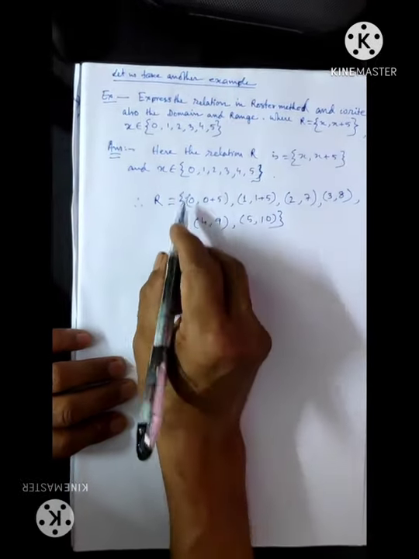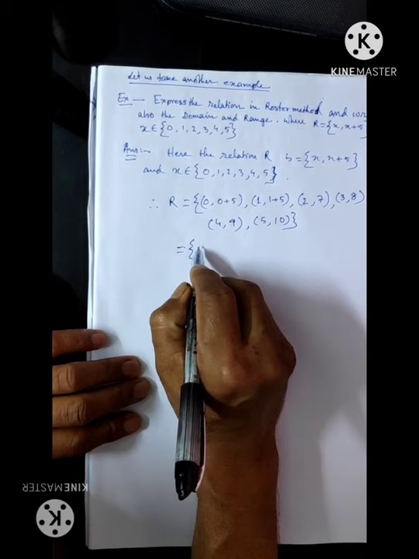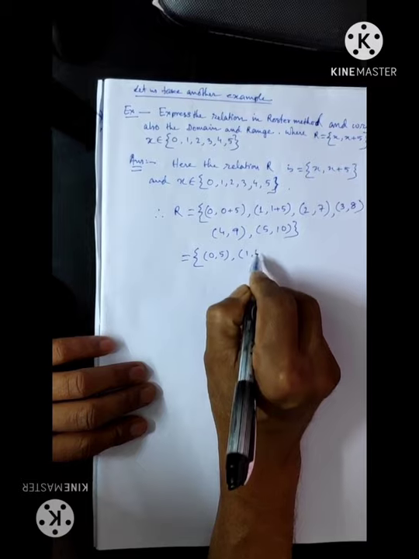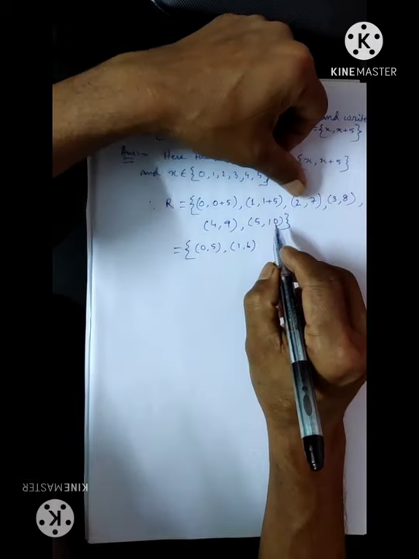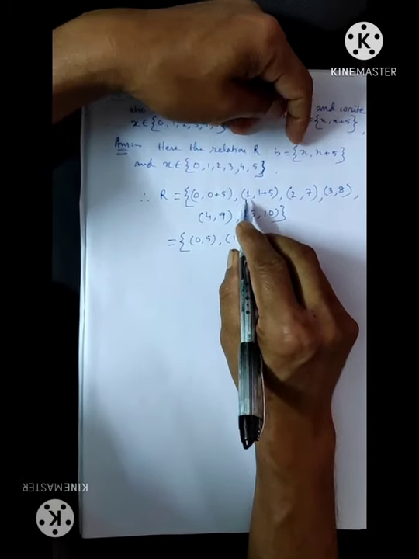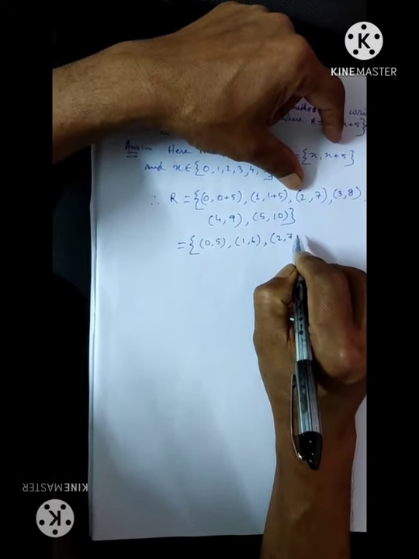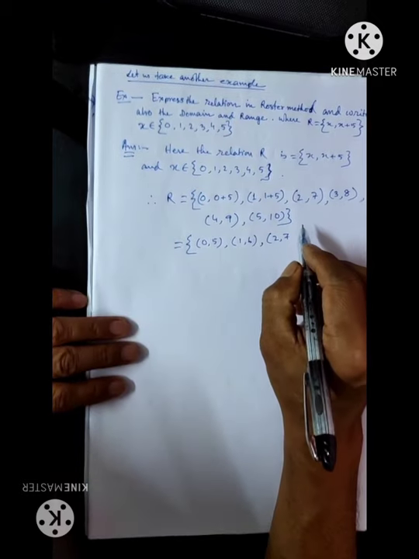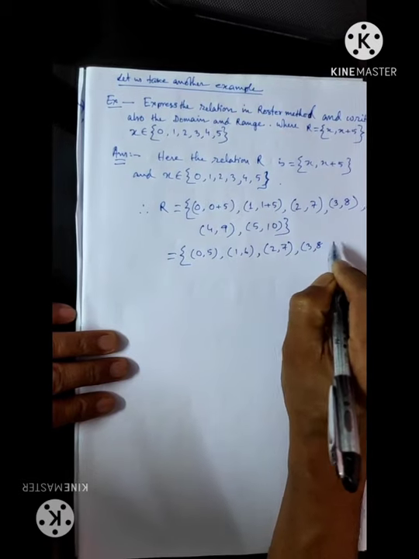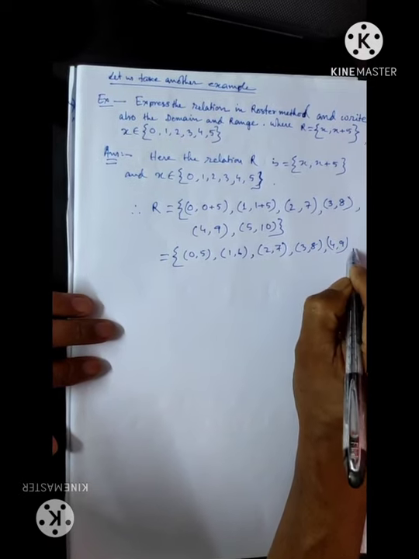This relation we can write in this way: 0, 5; 1, 6; 2, 7; 3, 8; 4, 9; 5, 10.